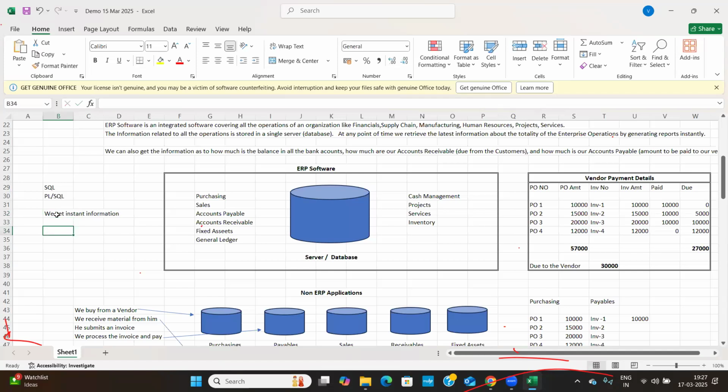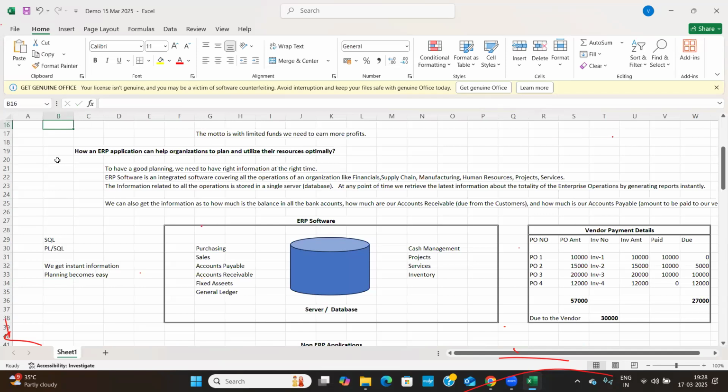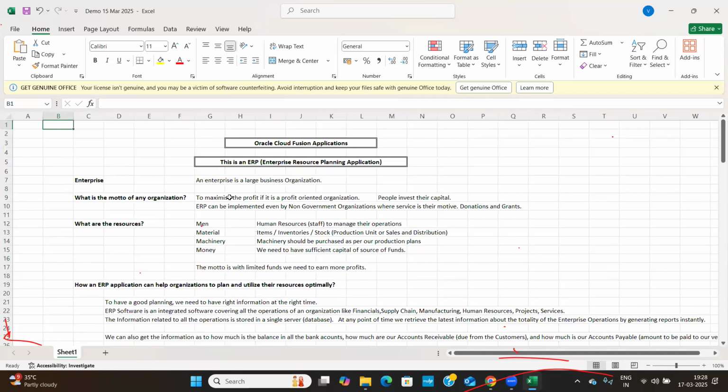So here in this case, we get instant information. So planning becomes easy. What planning do we need? What is it that we need to plan here? Any organization will have resources. Every organization, whether it is a private company, a public limited company or a non-government company, will have to have some resources. What are the resources any organization should have?